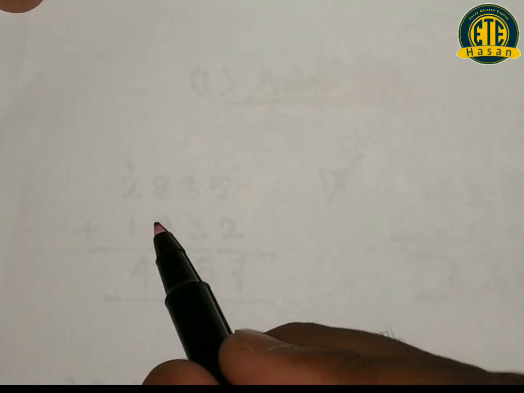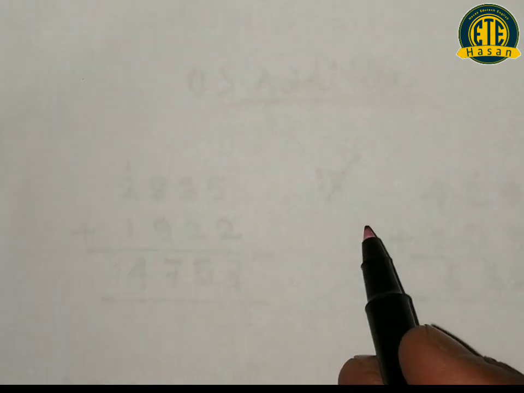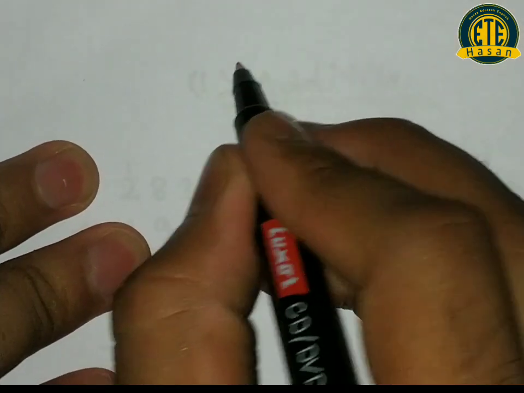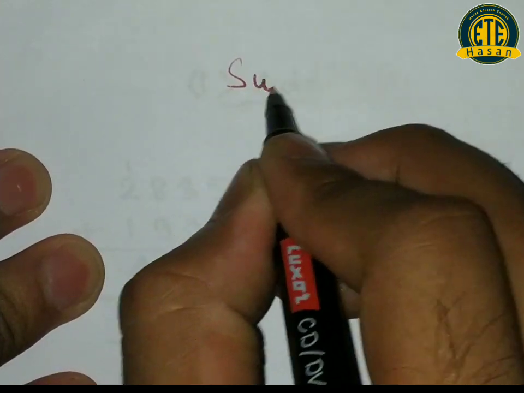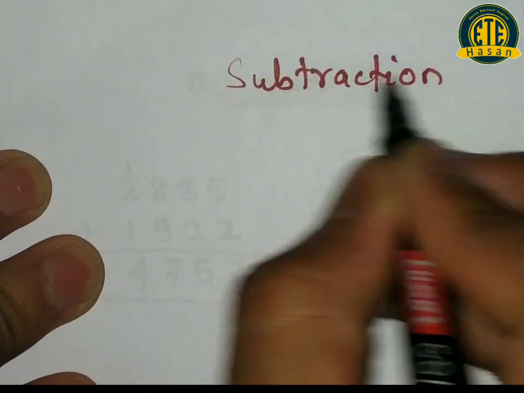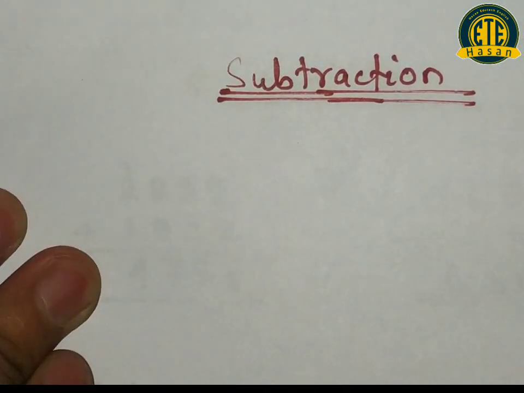As in previous classes, I taught you the addition topic. Today I will start the subtraction topic. So let's begin. Is it visible? Yes, it is visible. So let's take an example.